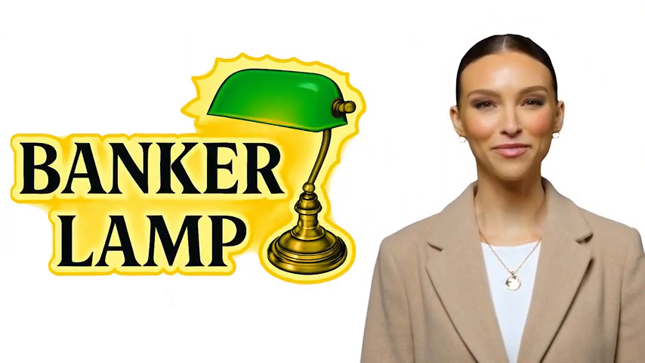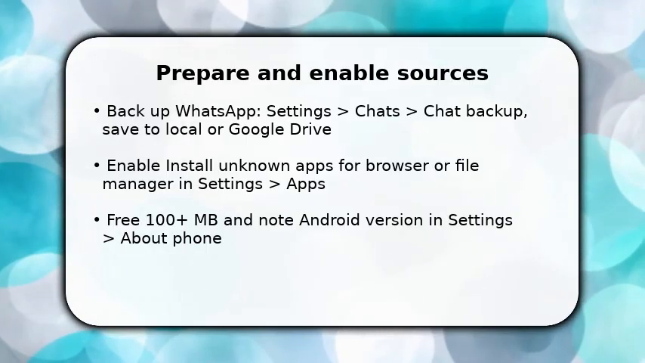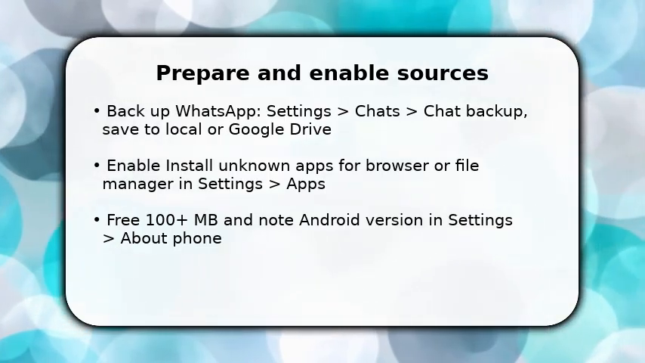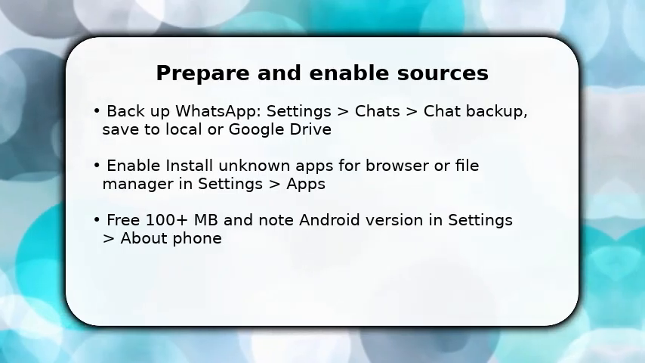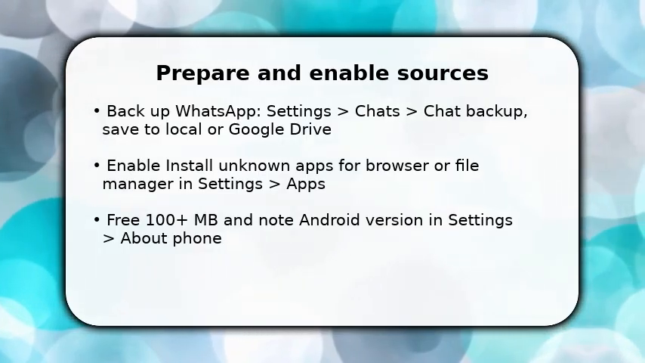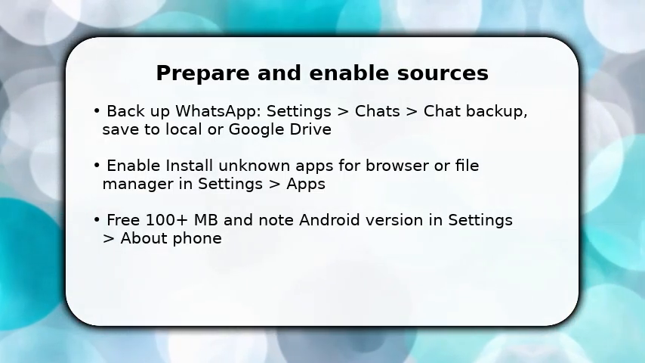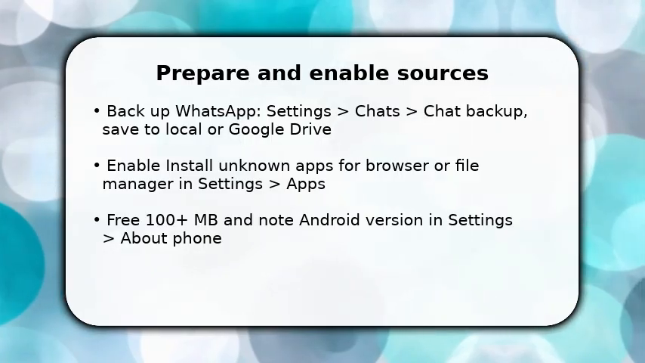Please enjoy the video. You start by safeguarding your chats and confirming system readiness. Back up WhatsApp now so you can recover messages if something goes wrong. Once done, enable Install Unknown Apps for the browser or file manager you'll use to open the APK. This lets you sideload safely.